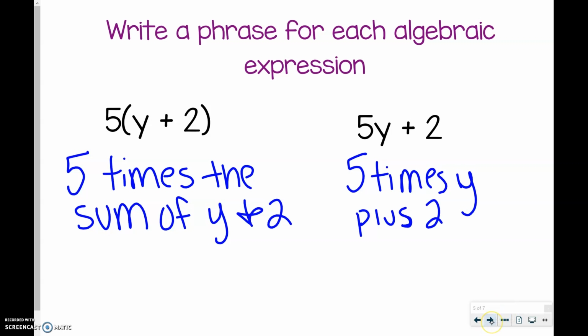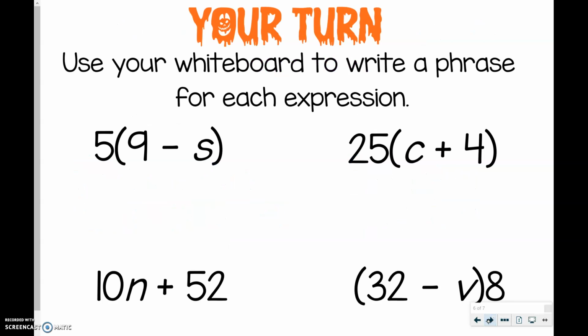Okay, so make sure you get those typed out on your notes. We're going to do a couple more. Now it says your turn, so if you want to challenge yourself and pause the video and type your answers out for these first, go ahead, or you can do them with me now. Your choice, okay? I'm having the students in person do them on their whiteboard, and then we're going to talk about it. So you decide. You can do it with me or try it on your own and then check. Okay? All right, so let's write our phrases for these.